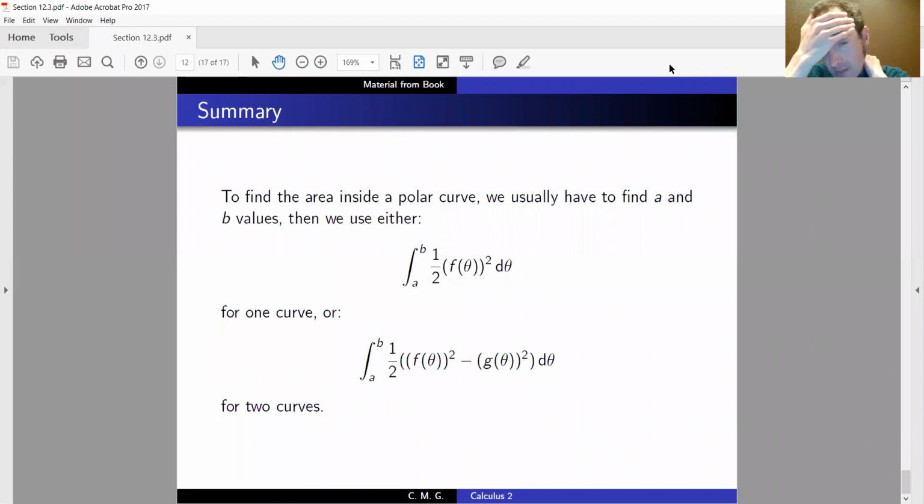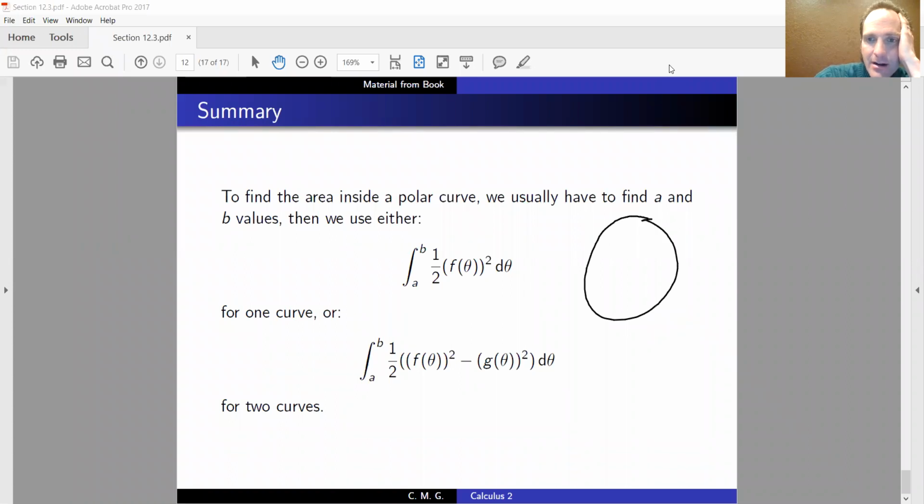And then the last thing we need, finding the area inside the polar curve, we have to find A and B values. So that's kind of the tricky part of it usually, is finding these A and B values. You may have to switch the A and B values. So if I'm talking about inside the circle but outside the cardioid, or inside the cardioid and inside the circle, then I've got a little bit more trouble there, because what happens is my circle is here, my cardioid looks like that. I'm looking for this region here.